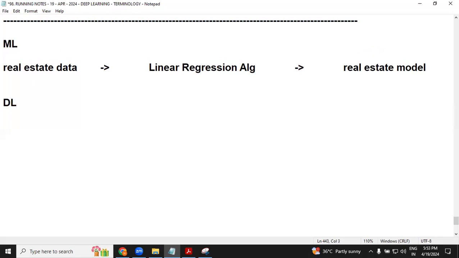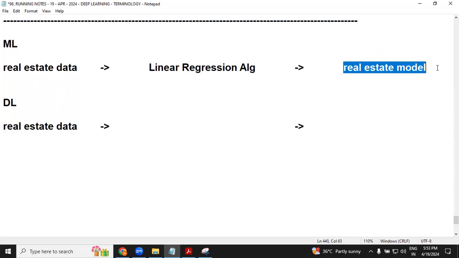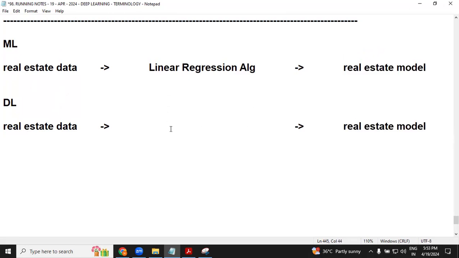But let me explain deep learning. In deep learning, if you are giving real estate data, no doubt, finally we are going to get the same model. But in between, there is no predefined algorithm like in machine learning. Here in between, you would have a neural network. This point you need to focus on.